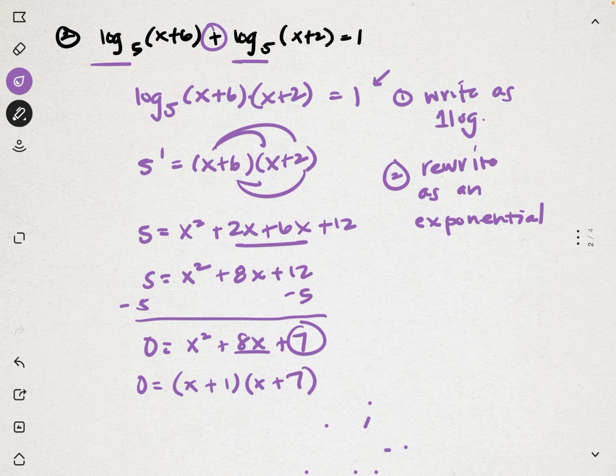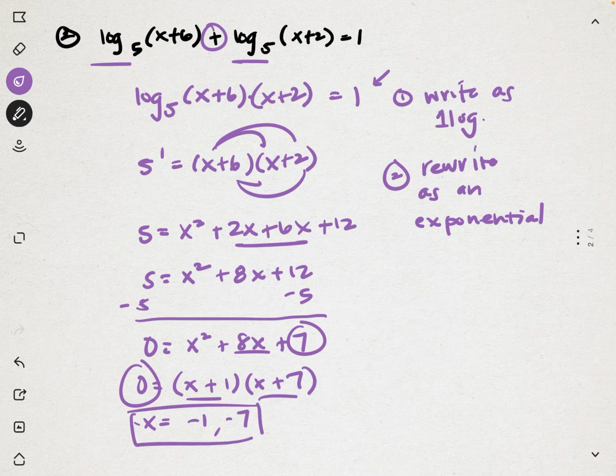And then we're going to use our zero product property to finish this off, because we know that if we have two things multiplied together and they equal 0, then one of them, if not both of them, has got to be equal to 0. So negative 1 plus 1 is equal to 0, negative 7 plus 7 is equal to 0. So those are our values for x that make our equation true.